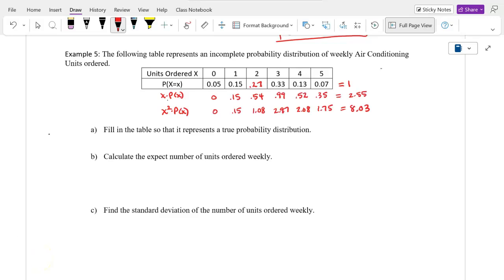Okay, let's continue. Now, remember, this table represents the probability distribution of weekly air conditioning units ordered. We filled in the table to make the probability row add up to 1. Now we're going to calculate the expected values. The expected value formula is the same formula as the mean. It's the sum of the column entitled x times p of x. Well, the sum of that column is 2.55. If we were to interpret that, we would say, on average, we are selling 2.5 air conditioning units every week.